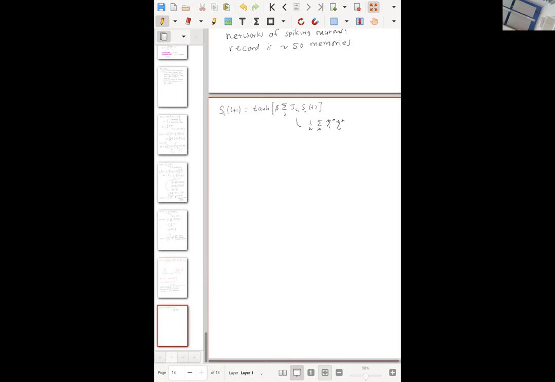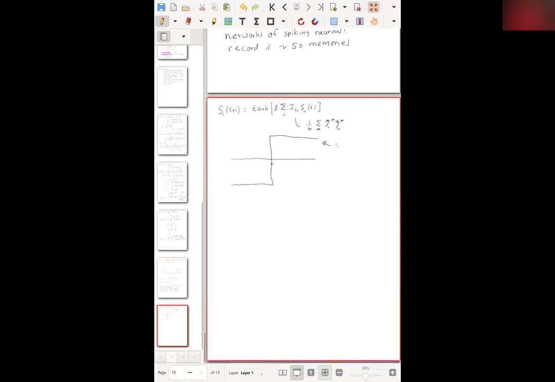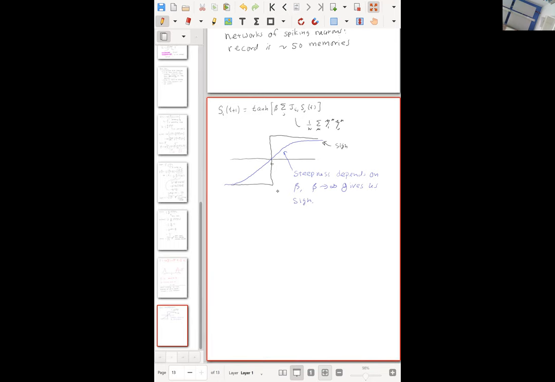And tanh. So what's the difference between the tanh and the step function or sine? If this is zero, this is the sine function, and then this is, of course, the tanh function, and how steep it is depends on beta. Steepness depends on beta, and as beta goes to infinity, it gives a sine again. So in some sense, we can interpolate between small beta, which is really shallow, and large beta, where beta goes to infinity, which is the sine again, okay?